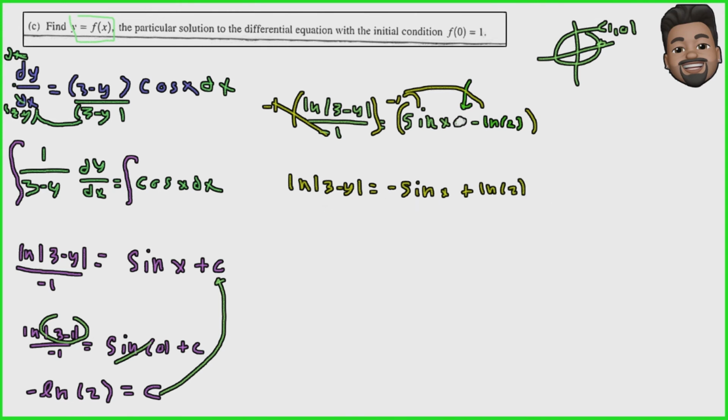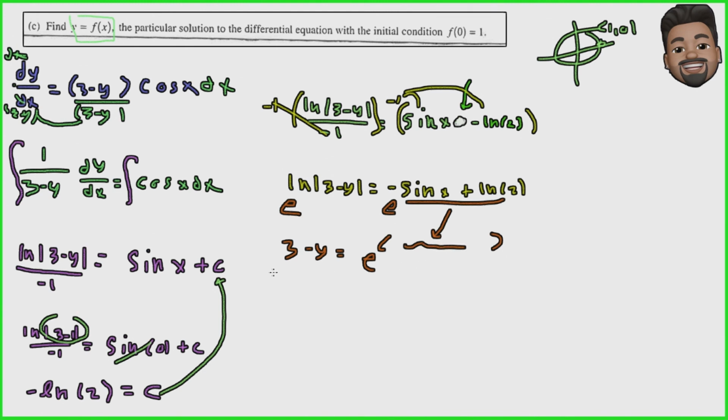And then last but not least, to get rid of ln, we got to raise e to both sides. You can see it's a lot of work. We're going to get 3 minus y is going to equal e to the power of, I'm going to put parentheses, all of this should go here. Okay, I'm not going to write that out for now for the sake of time.